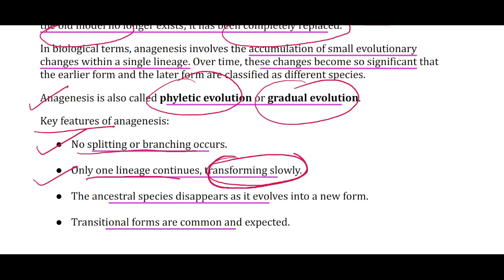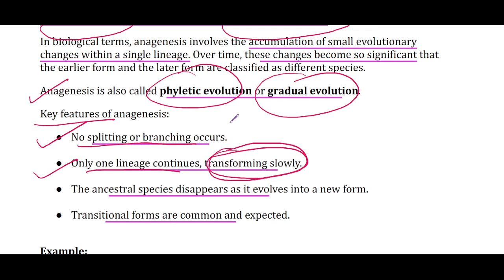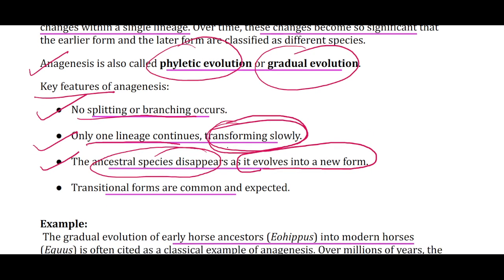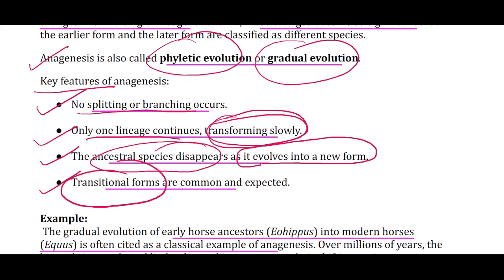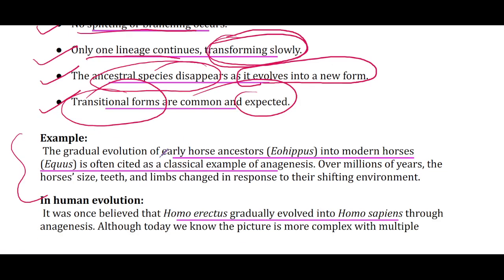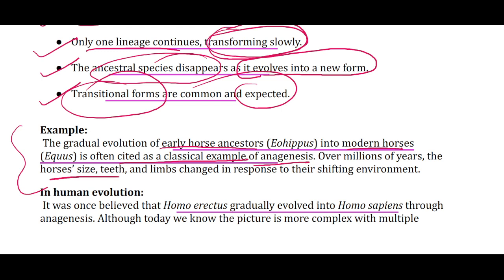So this transforms slowly and completely. Then the explanation of that is here. The ancestral species disappears and it evolves into a new form, emergence of a new form. And these transitional forms are common and expected. Example here, the gradual evolution of early horse ancestor Eohippus into modern horses is often cited as a classical example of anagenesis. So over millions of years, the horse size, teeth, limbs, they change in response to shifting environment.